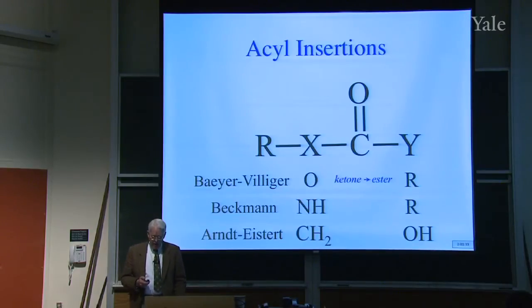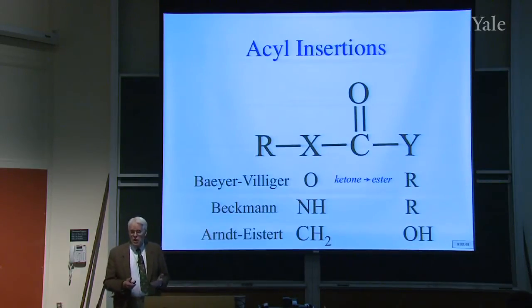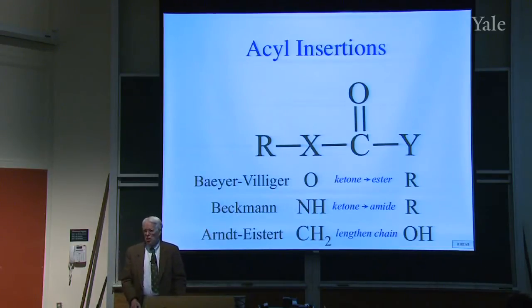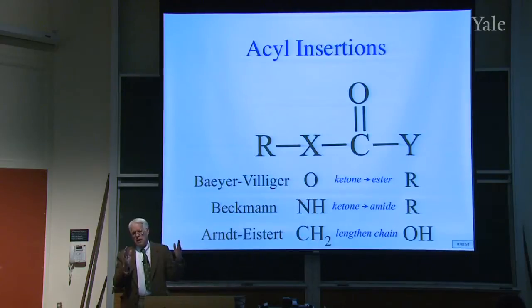So in the first case, you get a ketone transformed to an ester. In the second case, a ketone transformed to an amide. In the third case, an acid goes to an acid, but it's an acid that's longer by one carbon. Can you think of any other ways of having an acid and making an acid that's longer by one carbon?